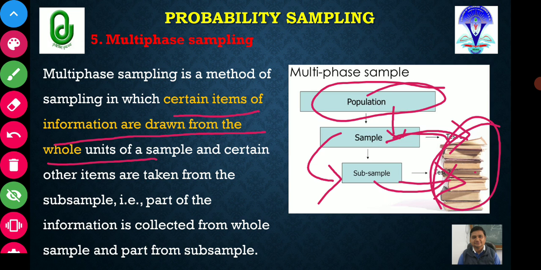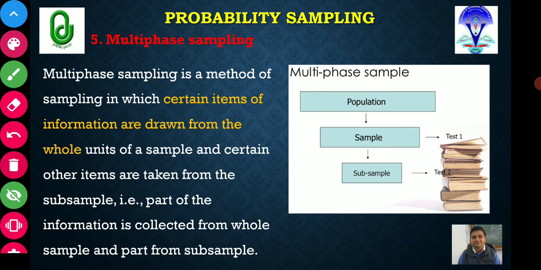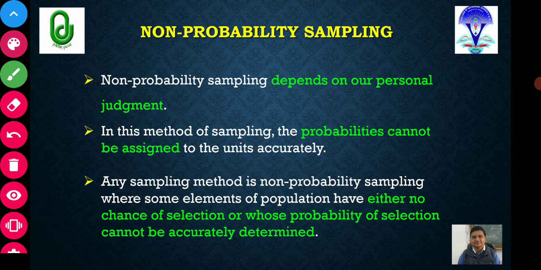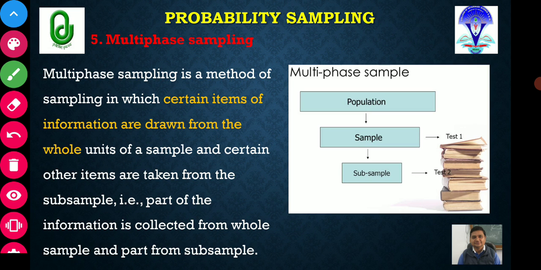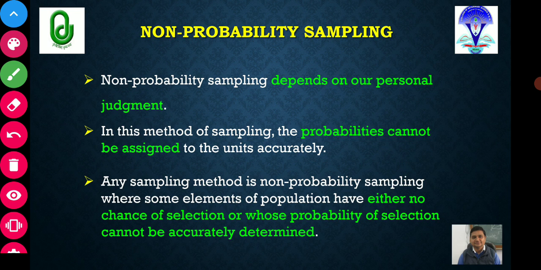So what we are doing here is that certain items or information are drawn from the whole unit of a sample, and certain other items are taken from the subsample. That is, part of the information is collected from the whole sample and part from the subsample. That is why it is called multi-phase sampling. So this was all about probability sampling. In probability sampling we have studied a total of 5 different kinds of sampling methods, and one was an associated sampling method. The next one is the non-probability sampling method.